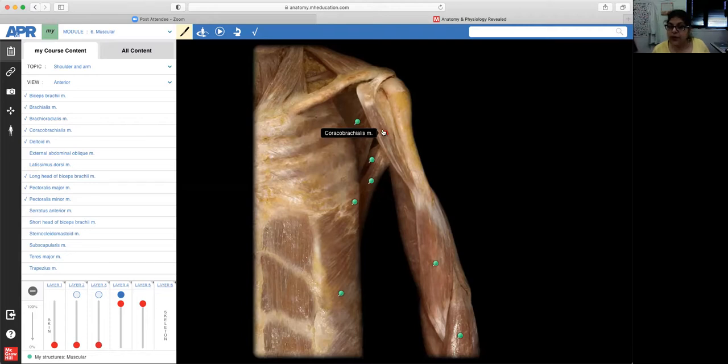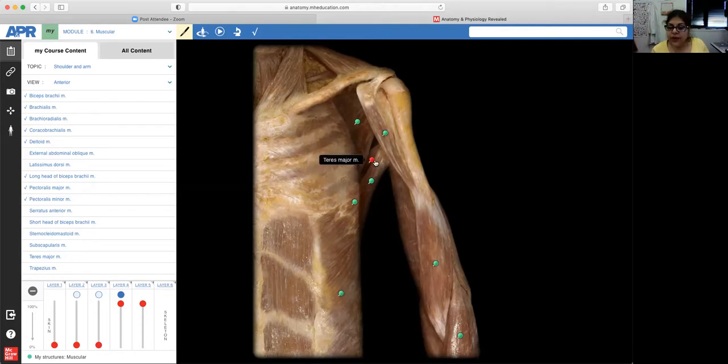Coracobrachialis. This is a different muscle. You won't see it because it's hidden underneath your biceps. And so after that level of dissection, you can start to see this. This is called coracobrachialis, right? If you remember, the scapula had those two things, remember, the coracoid process. And so this one is going to attach to that, okay?